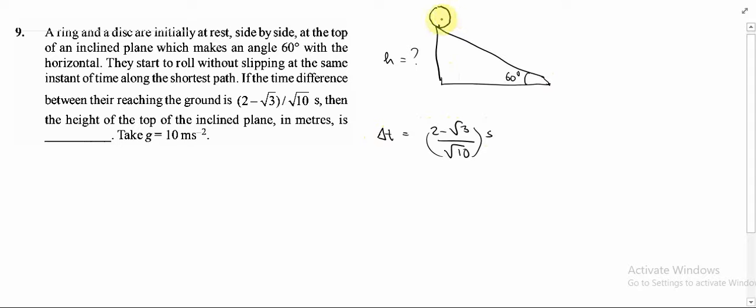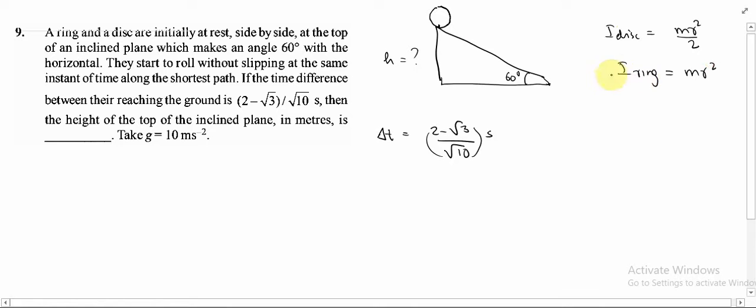Okay, so there is a disk and a ring. Which one of them reaches first? The moment of inertia of the disk is given by mr square divided by 2, and the moment of inertia of the ring is given by mr square. So of course the disk reaches faster since its moment of inertia is lower. The moment of inertia is analogous to mass, so the disk reaches faster.